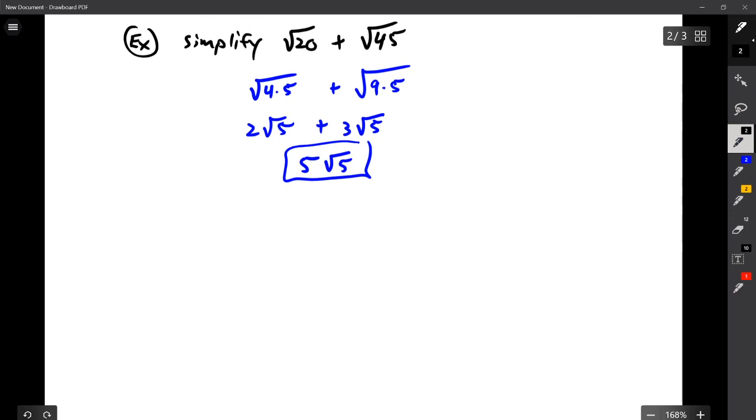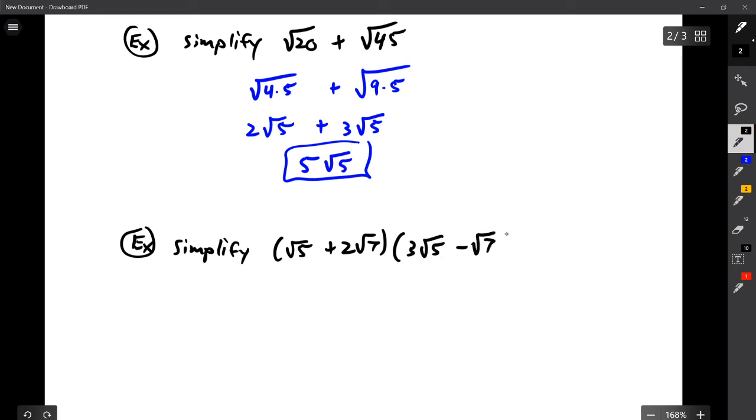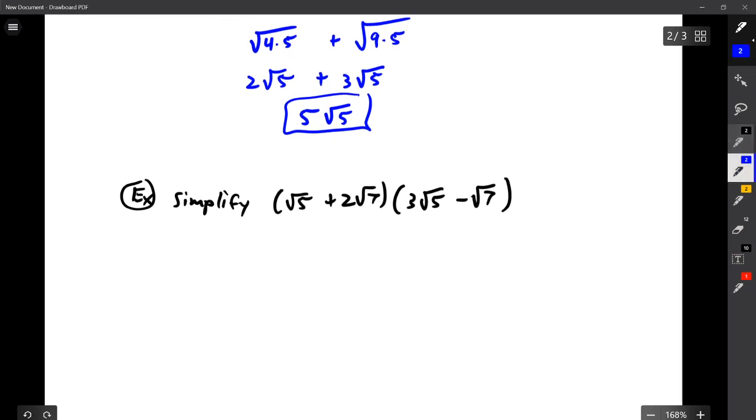All right, one more example. Sometimes we need to FOIL, multiply two binomials by each other. So that would look like simplify: root 5 plus 2 root 7, times 3 root 5 minus root 7. And let's see what happens.